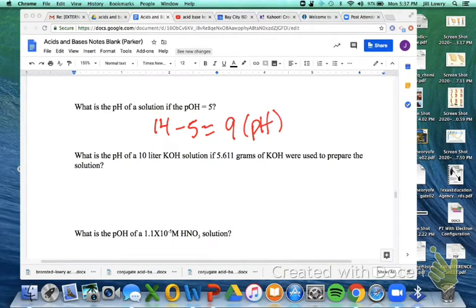My 5 had no places behind the decimal, so when I subtract it from that 14, which is really 14.000, continually, like we've talked about before with constants, then we're going to end up having no places behind the decimal as far as our sig figs go.